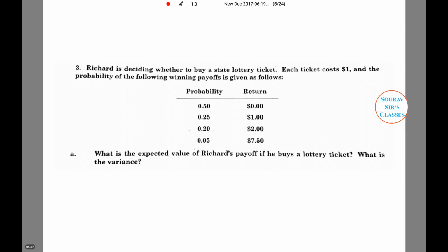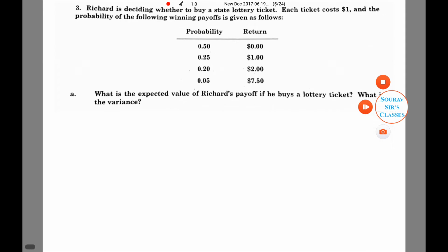In the third question, we are given a problem where Richard faces the following probabilities along with the returns. Each ticket costs $1, and now we have to find the expected value of Richard's payoff if he buys a lottery ticket, as well as the variance in the next part. Expected value, EV, is the sum of the returns weighted by their probabilities. In simple words, we just multiply the probability with the corresponding returns.